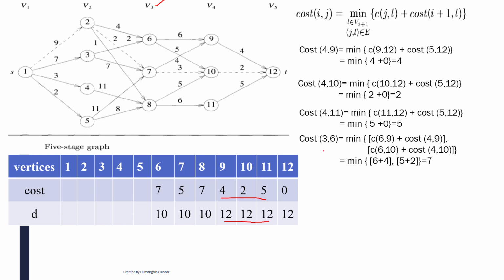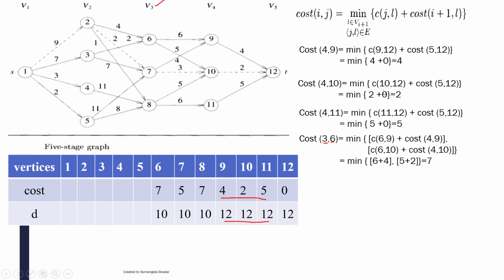First I'll find the cost for 3 comma, the stage number is 3, the third stage. And the J value is what? This is your vertex now, 6. So now from 6 you have to calculate cost of 6. From 6, in the next stage you are connected to 2 vertices. What are those? 9 and 10. So now you have to find the 2 costs, and then only the minimum is taken.